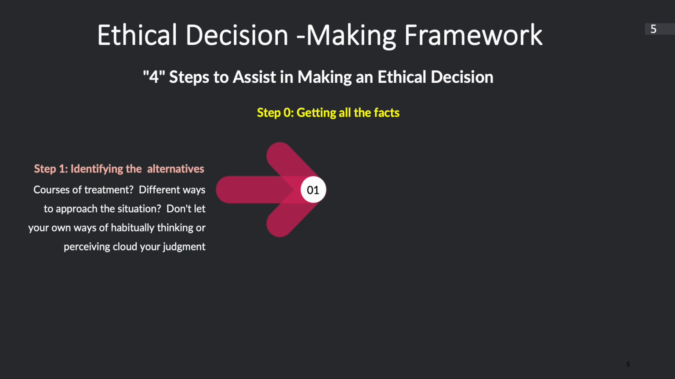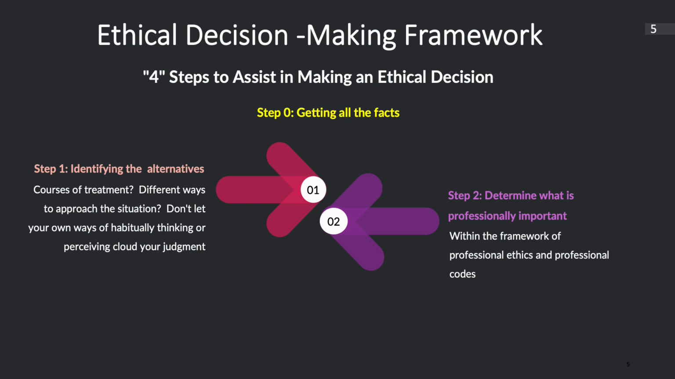So for this framework and ethical decisions, identify every course of treatment that might be possible. What are the different ways you could handle the situation? Is there a different approach to use each time? And I would caution you, don't let your own ways of habitually thinking or your own biases cloud your judgment here. Try to keep an open mind as possible. That's part of getting all the objective facts.